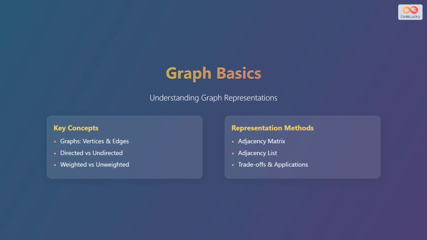In this video, we will cover graph basics. We will start with understanding graph representations. We will discuss key concepts such as what are graphs, their vertices and edges. We will explore the difference between directed and undirected graphs, as well as weighted and unweighted graphs. Finally, we will learn representation methods like Adjacency Matrix and Adjacency List with their trade-offs and applications.